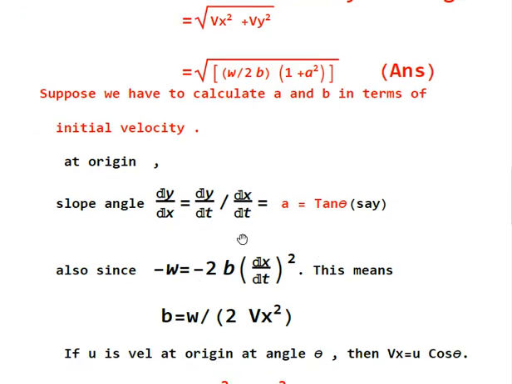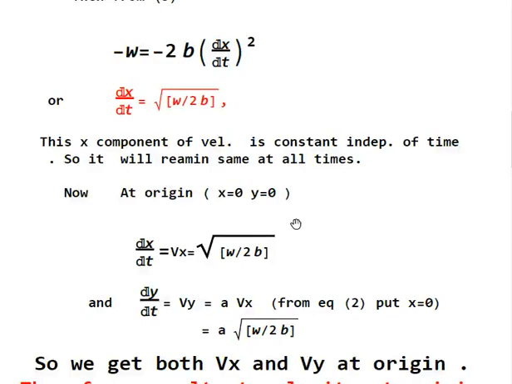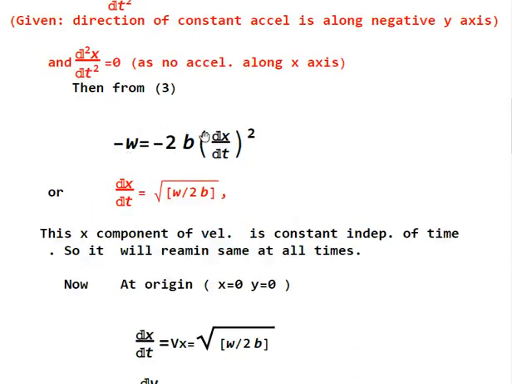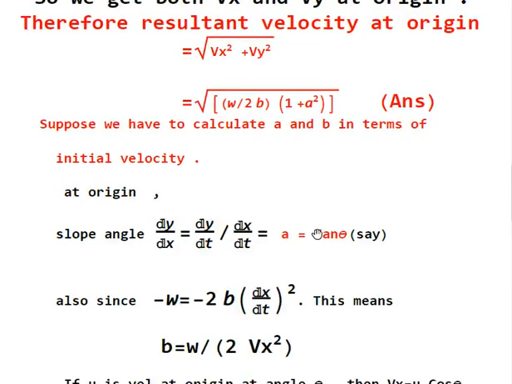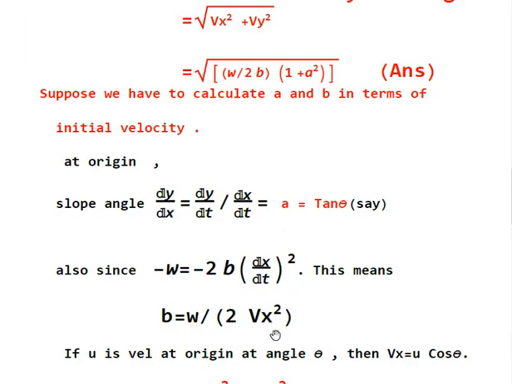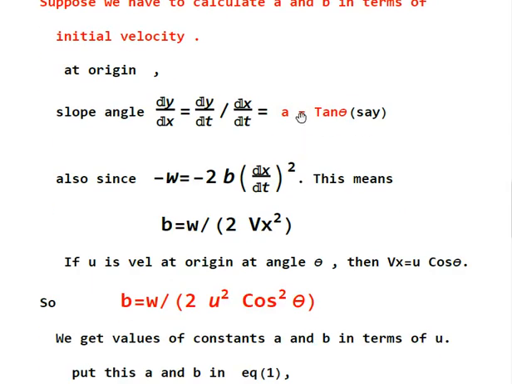Now since minus w is equal to minus 2b times dx by dt whole square, from equation number 3 here, we can put the value of Vx, dx by dt. So we can find b. b is equal to w by 2 Vx square. So Vx is the horizontal velocity. Here we can see a is tan theta, the slope at the origin, and b is equal to w by 2 u square cos square theta, since Vx is equal to u cos theta.